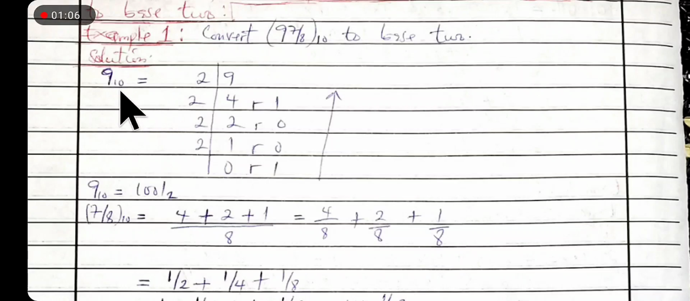So now we've got 9 in base 10. 2 can go into 9 4 times, remainder 1. 2 can go into 4 2 times, remainder 0. 2 can go into 2 1 time, remainder 0. And then 2 can go into 1 0 times, remainder 1. So you copy your answer upward. 1001 is the answer. So therefore 9 in base 10 is the same thing as 1001 in base 2.